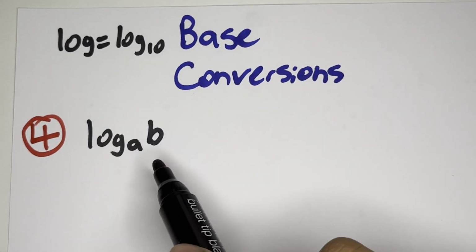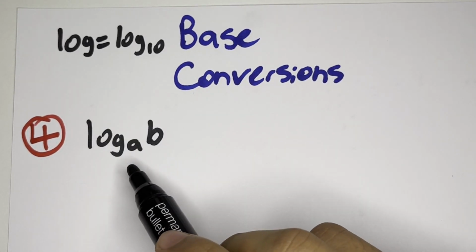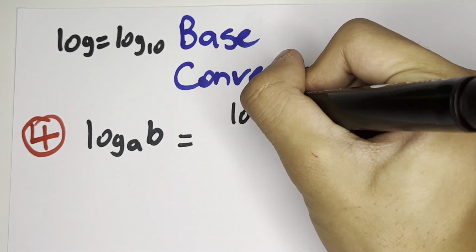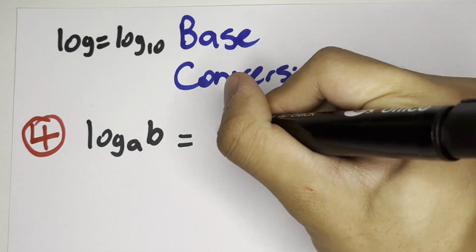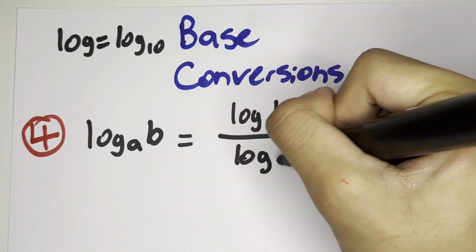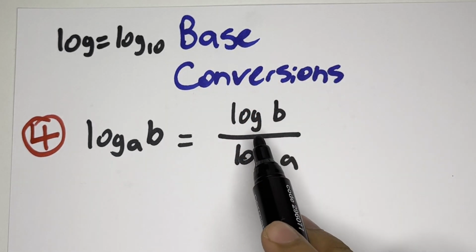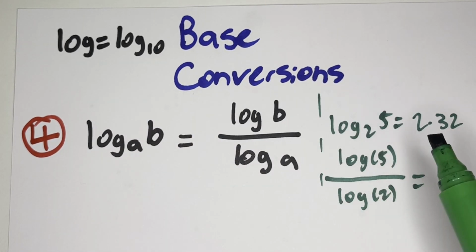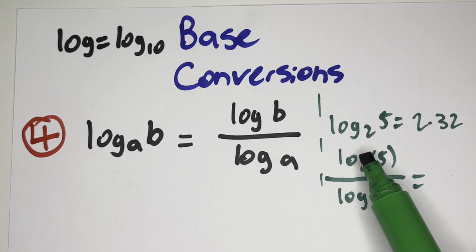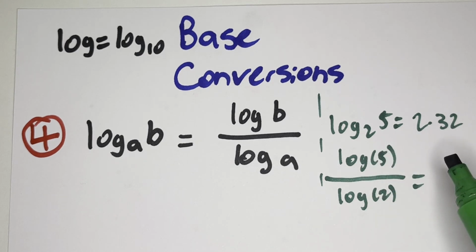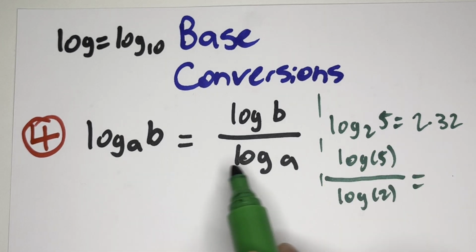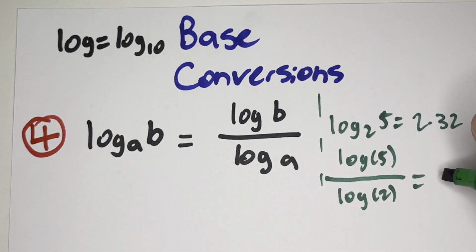So any standard logarithm, for example, log base a of b, can be written as log b over log a, remembering that log is just log of base 10. You can test this out yourself using your calculator. Taking log base 2 of 5 gives you 2.32, and if you take log 5 over log 2 by the identity, you get the same answer of 2.32.